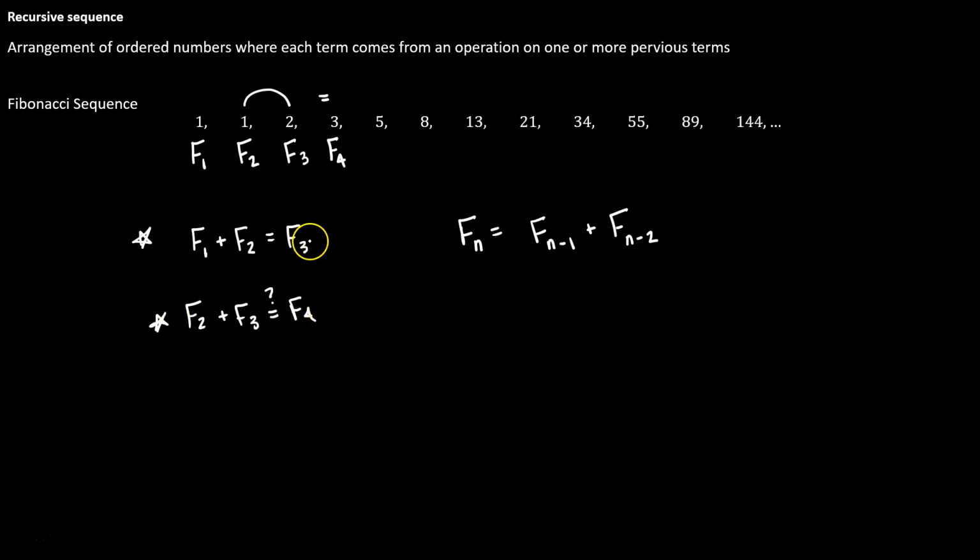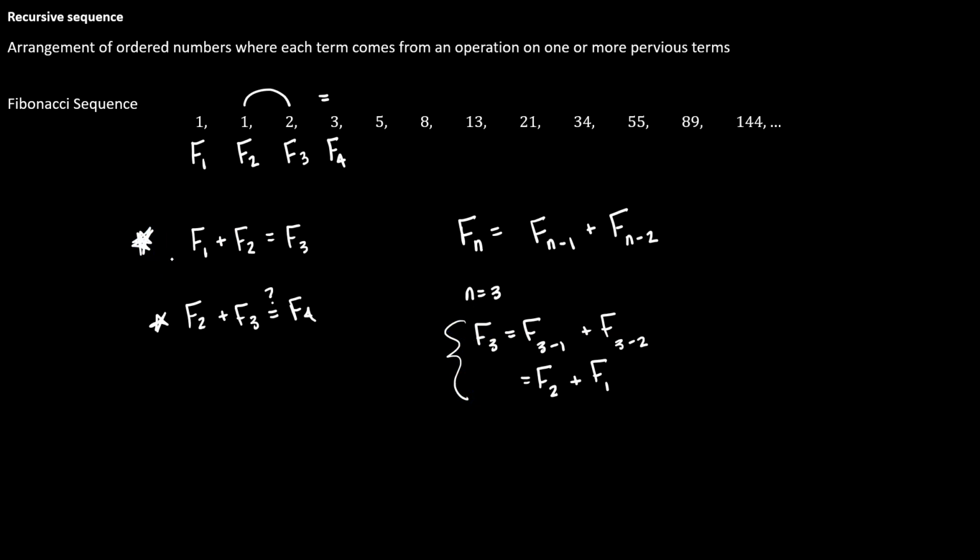So let's try with this first one. F3 came from F1 plus F2. So let's see if we can replace n with 3 and see that we get the same result. So if n equals 3, then we have F3 equals F sub 3 minus 1 plus F sub 3 minus 2. 3 minus 1 is 2, so we really have F2 plus, 3 minus 2 is 1, so that looks like F1. So that's the same equation that we made up when we were looking at the pattern the first time.